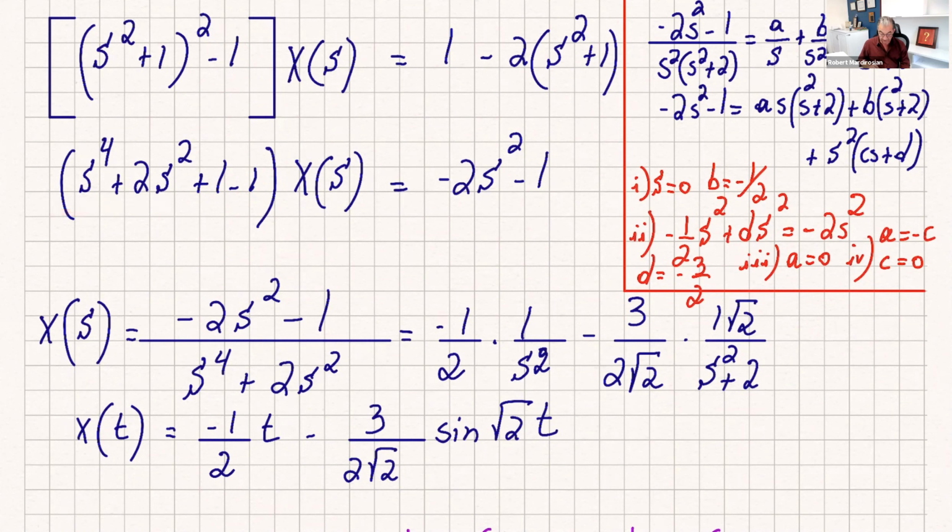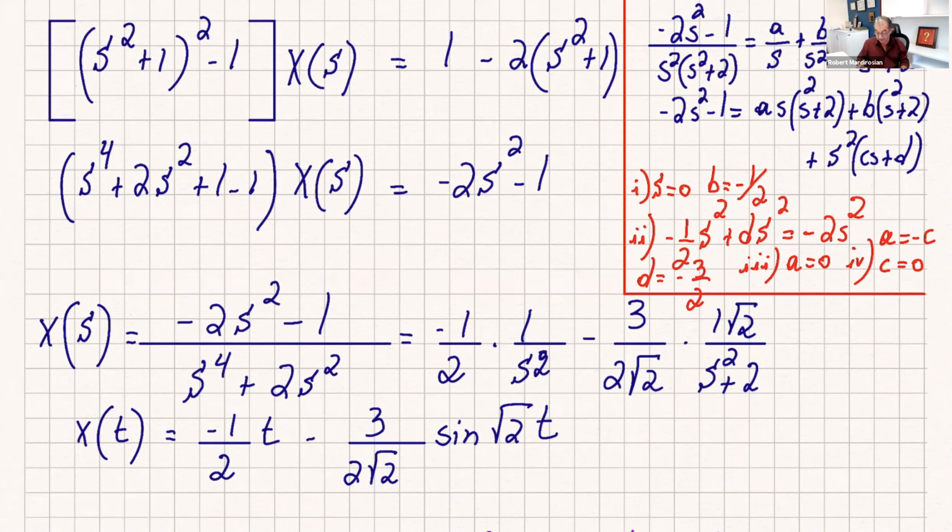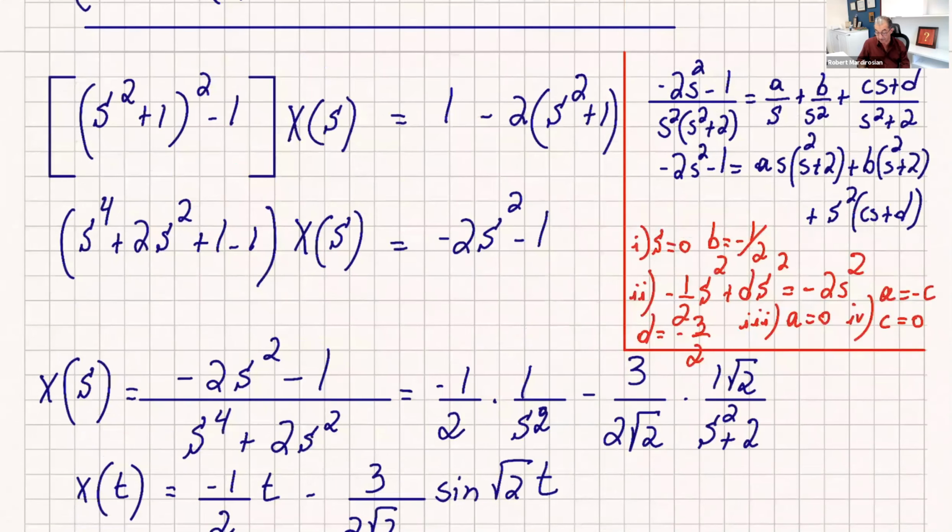So you get x of s is negative 2s squared minus 1 over s to the 4 power plus 2s squared. And here, of course, you have to do partial fraction decomposition. Again, you can use technology, or if you want to write this, I just did it here for you, so you can see that can be written as factor out the denominator. You can write a over s plus b over s squared plus cs plus d over s squared plus 2. And I try to do this fast.